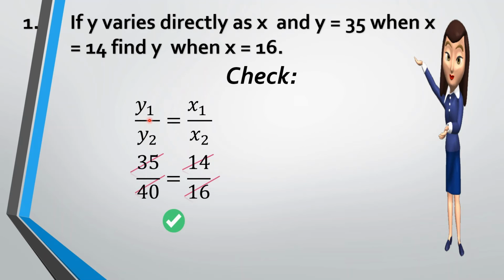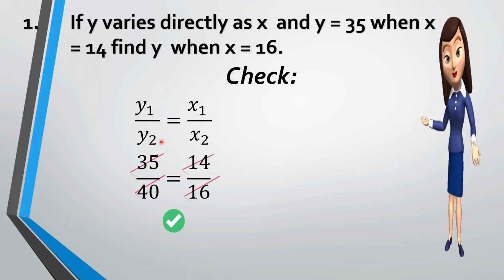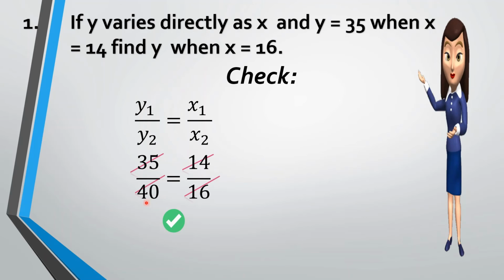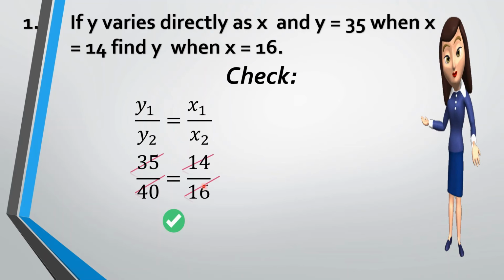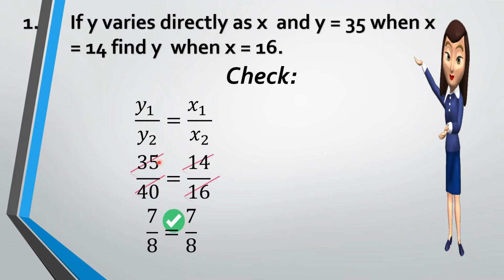So, our y sub 1 is 35. Y sub 2, our answer, is 40. Then, x sub 1 is 14 and x sub 2 is 16. And now, we need to get the lowest term.